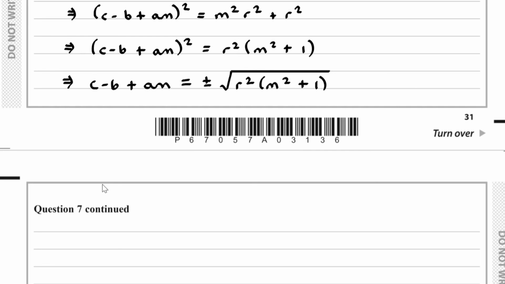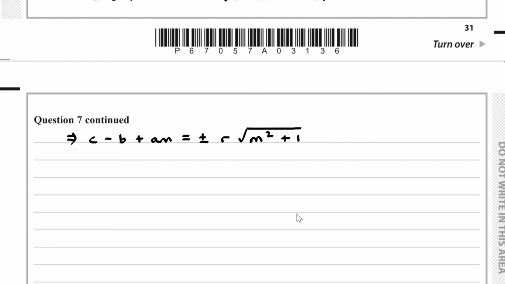So we've got c minus b plus am equals plus or minus r times the square root of m squared plus 1. And therefore, we can conclude c is equal to b minus am plus or minus r times the square root of m squared plus 1.